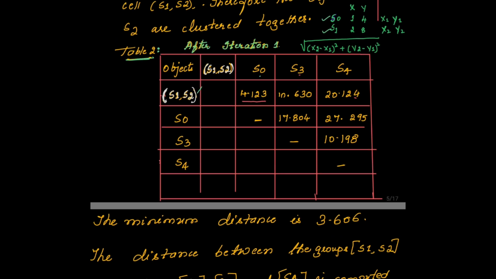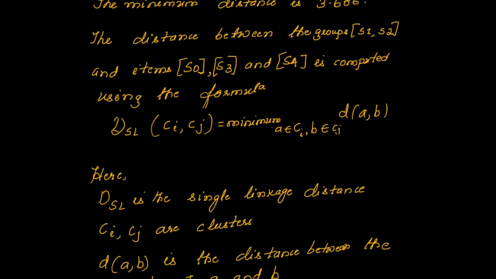Now compute. This distance is not applicable. Now you have to compute the distance between S0 and the cluster S1, S2. How will you do this, because there are now 3 points? For that we have one formula, which we call the single linkage formula. The distance between two clusters Ci and Cj equals the minimum of D(A, B), where A belongs to Ci and B belongs to Cj. Ci and Cj are the two different clusters.